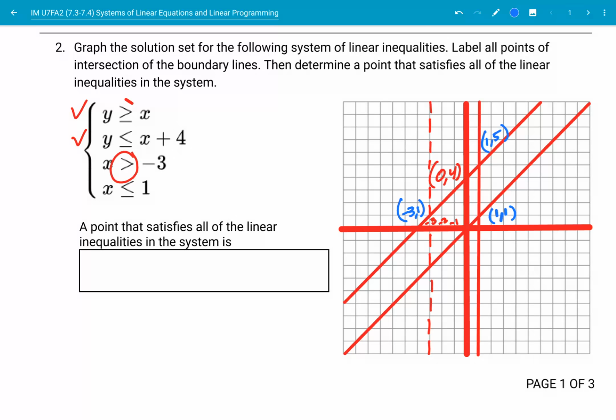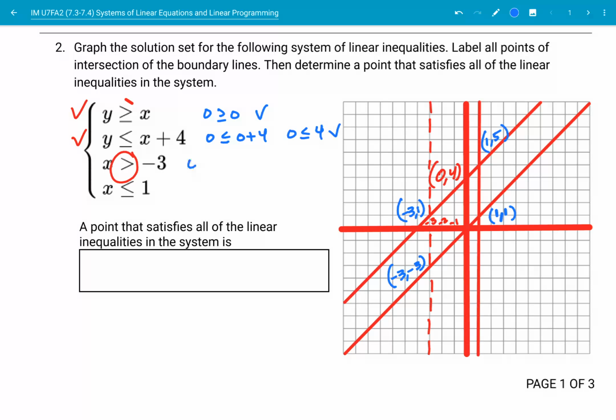And then the very last thing we need to do is find a point that satisfies all of the linear inequalities. So the very first point that we test out is 0, 0 to see if it works. So let's try, is 0 greater than or equal to 0? Yes, they are equal to each other. Is 0 less than or equal to 0 plus 4? Yes, because 0 is less than 4. Okay, so far so good.